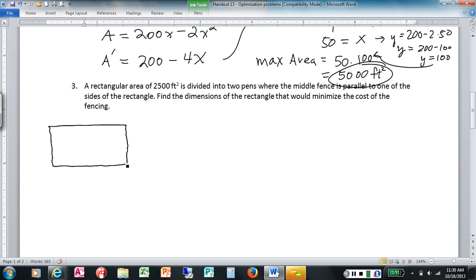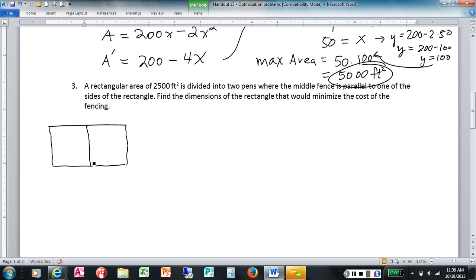I'm going to divide it into 2 by putting a fence. It doesn't matter which way you go with it, but let's just go this way. So I put a fence down the middle to make it 2 pens. Find the dimensions of the rectangle that would minimize the cost of the fencing. So we're going the other way here.